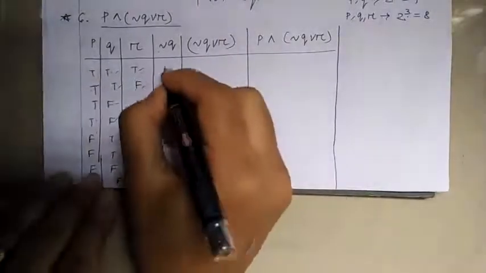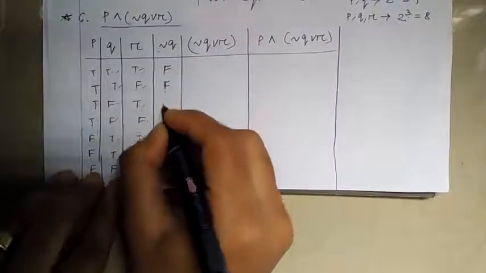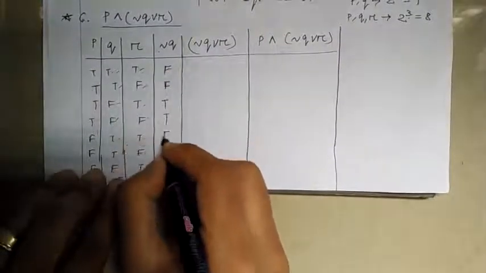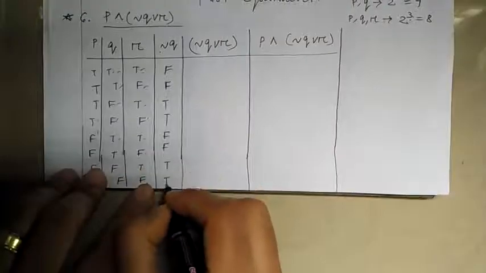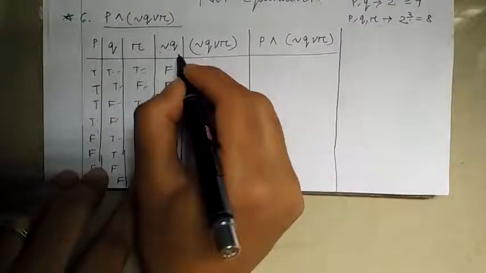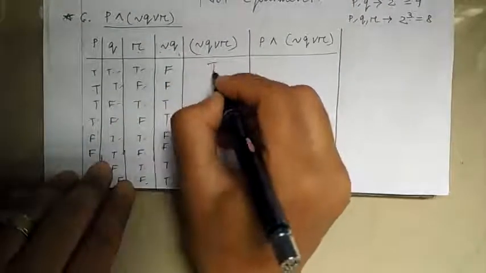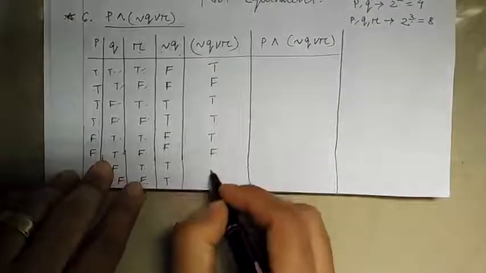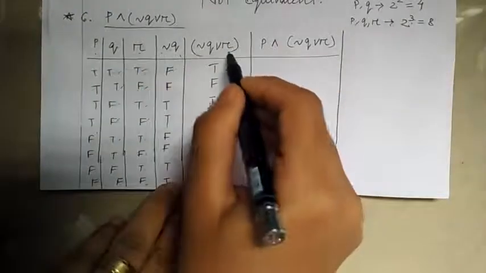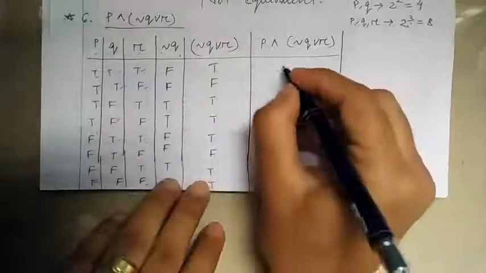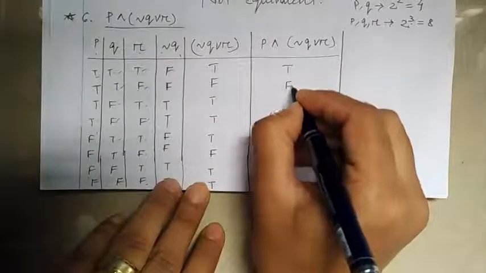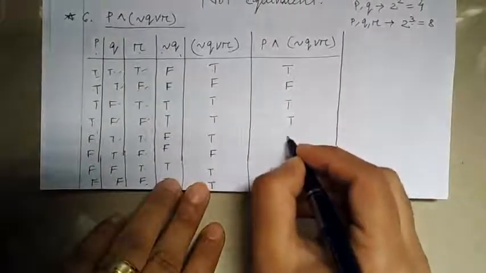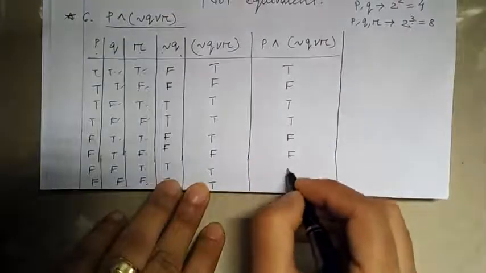So negation of Q will be what? False, false, true, true, false, false, true, true. When you perform the operation in between these, negation of Q or R, true is there, then false, true, true, true, false, true and true. Because with a single true, it will be true. Then P and negation of (Q or R), these two. So this is true, again this is false, this is true, true, false, false, false and false.